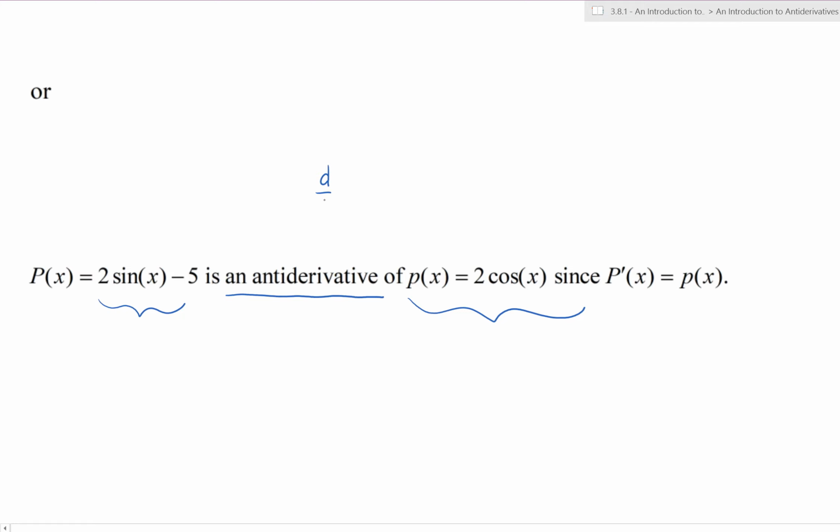So if I differentiate this function big P of x, 2 sine of x minus 5, with respect to x, guess what I get? I get 2 times cosine of x, which is little p of x. And hence, big P of x, 2 times sine of x minus 5, is an antiderivative of little p of x, which is 2 times the cosine of x.